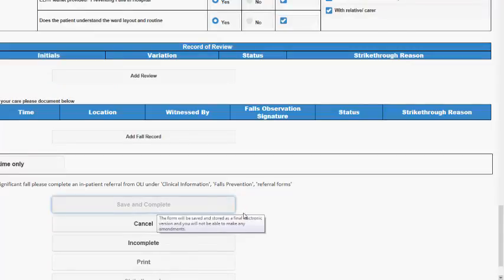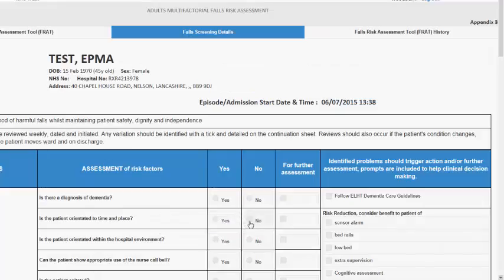This assessment should be recompleted on a patient every 7 days, or if a patient changes condition, we need to review this risk assessment again. If a patient is moved to a new ward area, we need to be revisiting this risk assessment and completing it again. If a patient has an inpatient fall, again we should be revisiting this and recompleting this assessment.